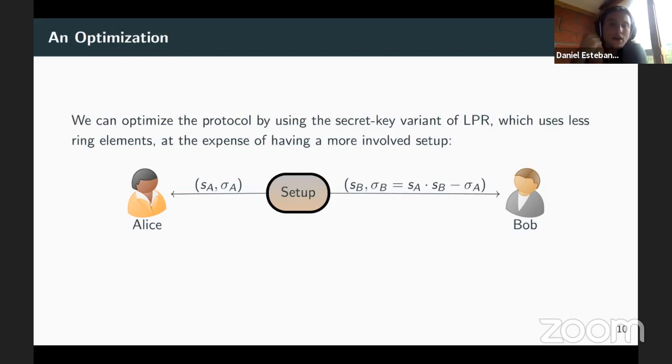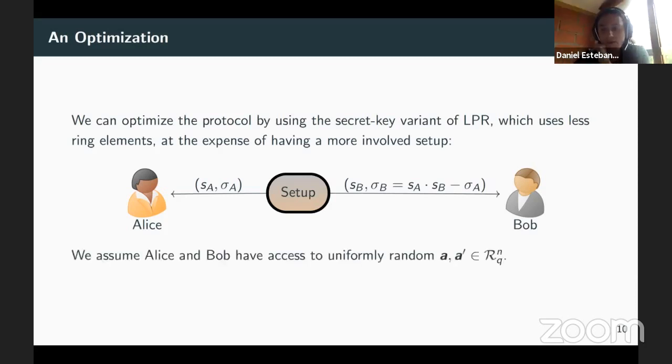But anyway, it's just a one-time thing. You just do it once, and then you get many OLEs out of it, as I'm going to show in a moment. With this setup, we also assume that Alice and Bob have access to uniformly random A and A prime. This is going to be used for the encryption of their inputs, as we'll see in a moment. We don't really count the complexity of this, because it can be sampled from anywhere. It's just a public random value.